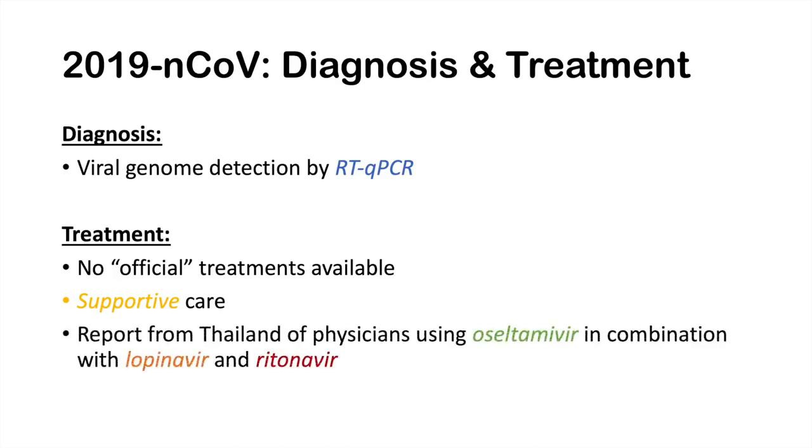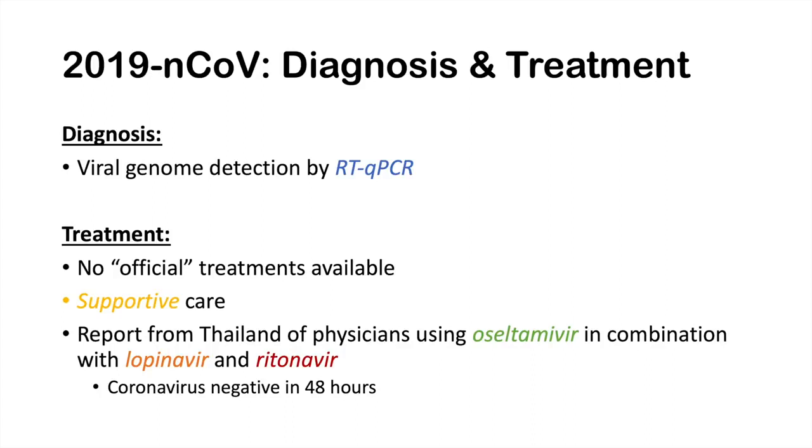There is one report from Thailand of physicians using oseltamivir. Oseltamivir is an anti-influenza antiviral, and they used oseltamivir in combination with lopinavir and ritonavir. And they seem to have shown, at least in one patient, that the coronavirus was negative within 48 hours. So this is very anecdotal at this point. It's only one patient, but it's a possible step forward with regards to determining a treatment for this virus.